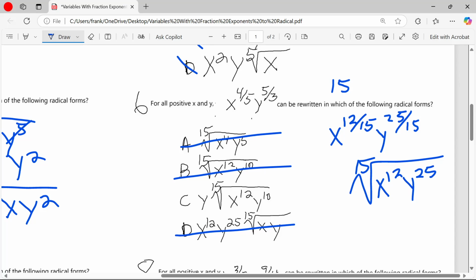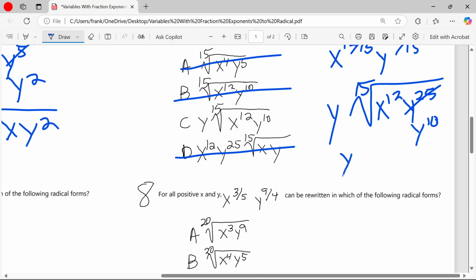Now, 12 isn't bigger than 15, but 25 is. 25 minus 15 is 10. I'll put a y outside. And 10 is not bigger than 15, so I can't do any more. So this is y times the 15th root of x to the 12th, y to the 10th.